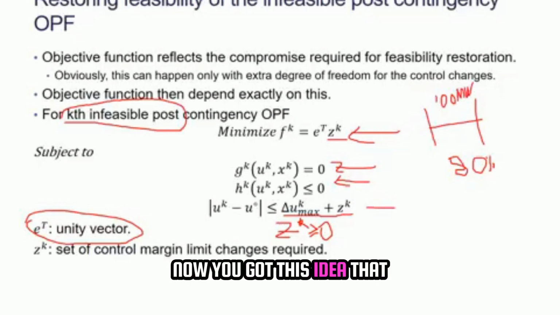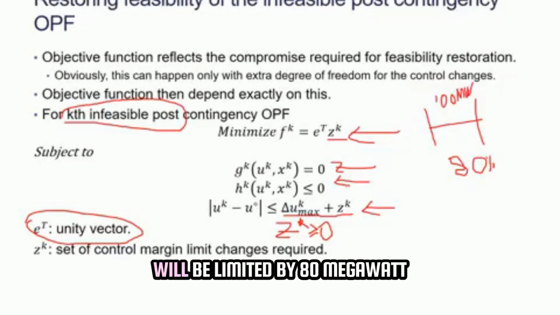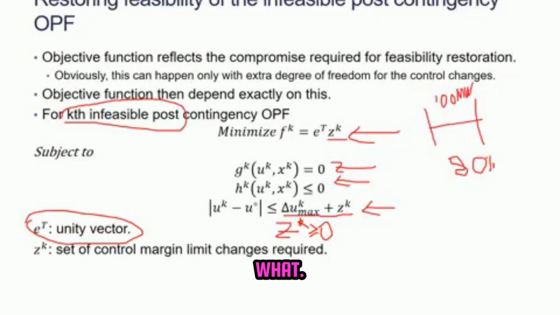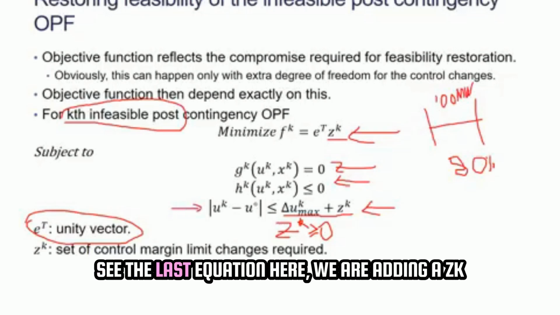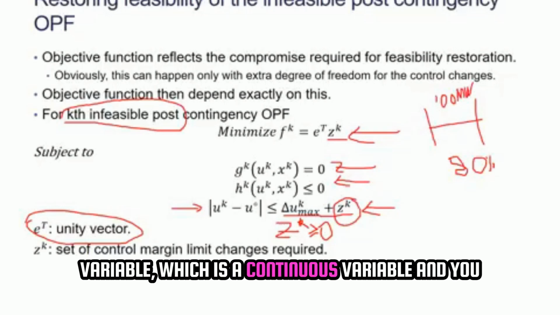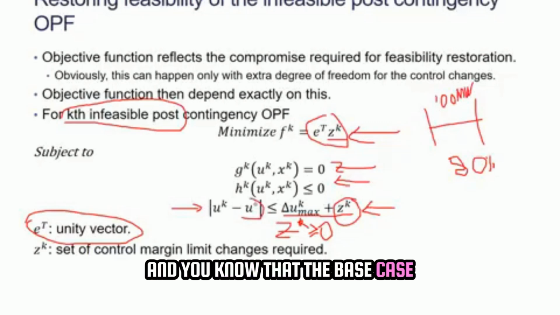Now you have this idea that the lines are operating at 80%, and what this means is that this line will be limited by 80 megawatt and not by 100 megawatt. So what will happen is, in this equation, if you see the last equation, here we are adding a ZK variable, which is a continuous variable, and you are adding this in the objective function, and you know that the base case solution is U naught.